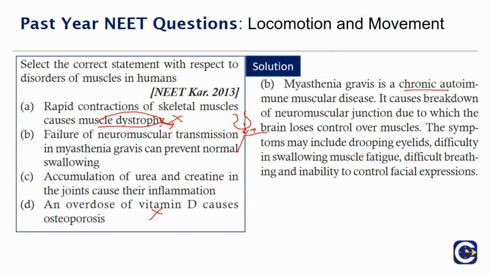Myasthenia gravis is a chronic autoimmune muscular disease. It causes the breakdown of the neuromuscular junction, due to which the brain loses control over the muscles. The symptoms may include drooping of eyelids, difficulty in swallowing, muscle fatigue, difficulty in breathing, and inability to control facial expressions. So moving on to the next question.